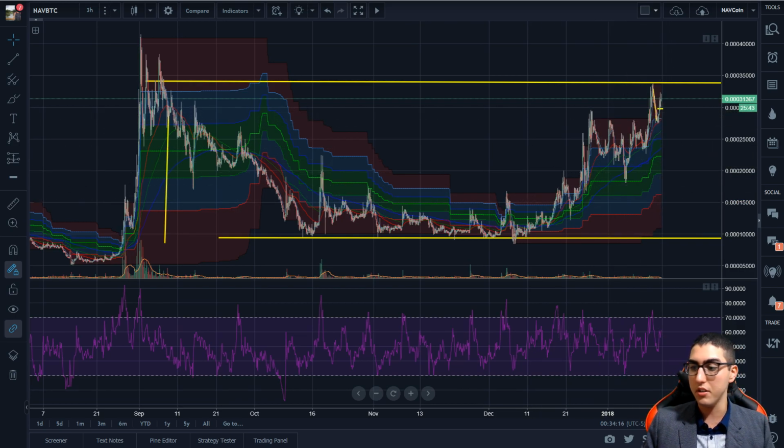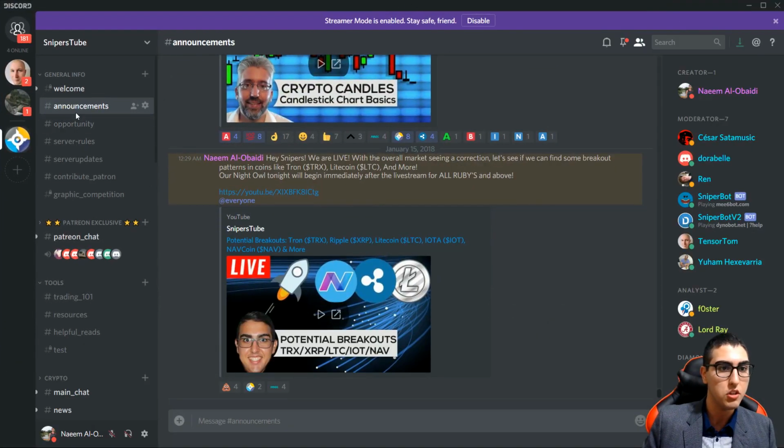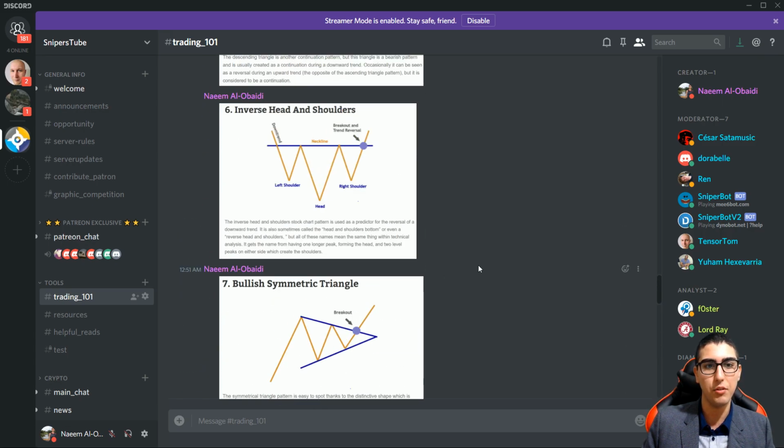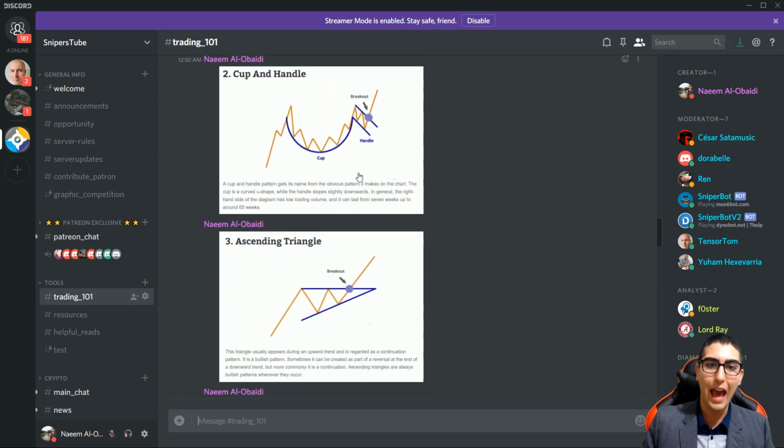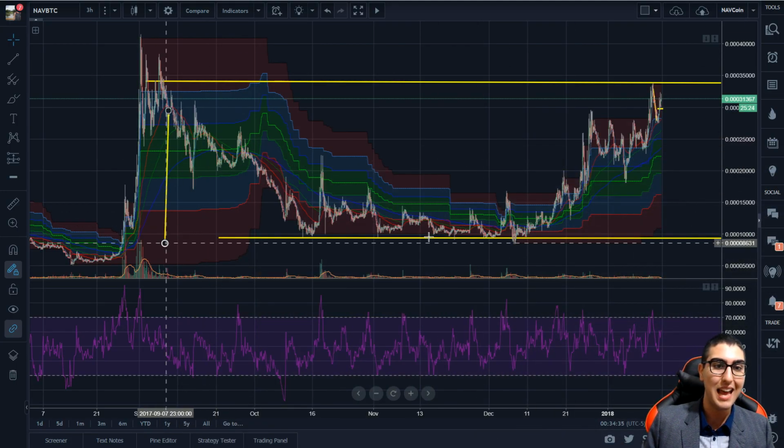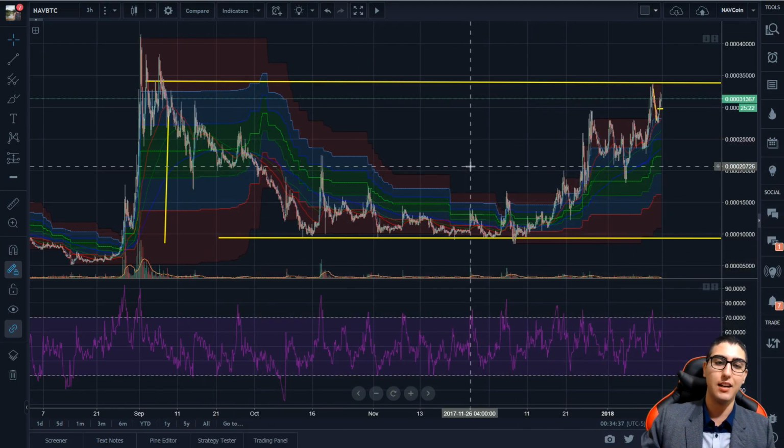So I still have my position in NAVCoin, being the fact that typically with a cup and handle, if you are on our Discord as well, this is actually a free resource available to all of you, you can go down here into Trading 101, and you can see with a cup and handle, there's typically a larger breakout after it passes this initial point of contact. So I'm expecting it to pop right past the end of this cup that was formed, and that's why I'm waiting for NAV. And this is really the first breakout that we're going to be talking about today.